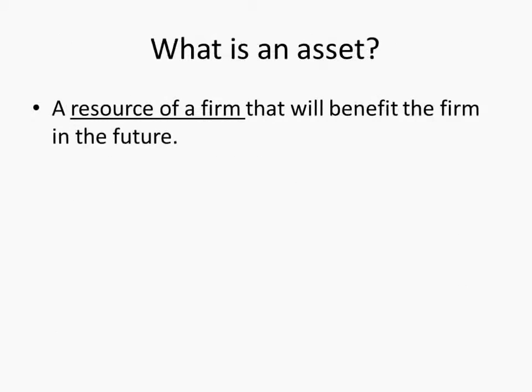So anyway, what is an asset? Definition: an asset is a resource of the firm that will benefit the firm in the future. Right? So let's name some assets for me. Let's think of how they fit into the definition. Cash. You have cash. It's a resource of the firm. It will benefit you in the future.